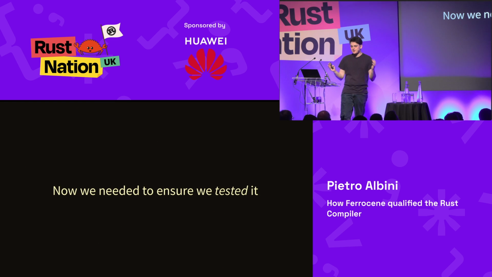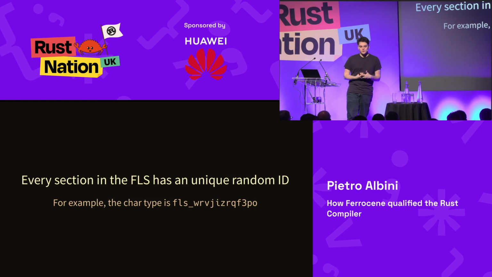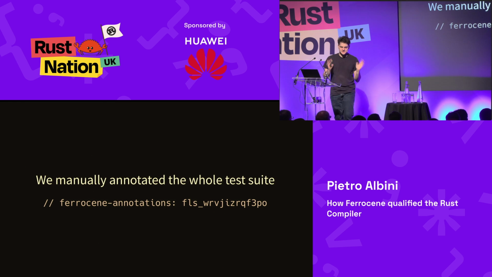But now we had, 6 months later, a full language specification. And now we needed to ensure that we actually tested it, ensuring that every single section of the specification had some tests that proved it was correct. The way we did it is that every single section of the FLS had random IDs. They were random because that way they were static even though the content might change, so we didn't have to redo the test annotations.